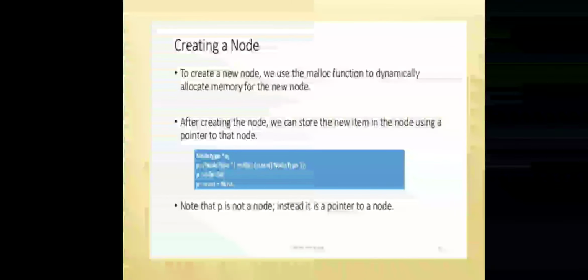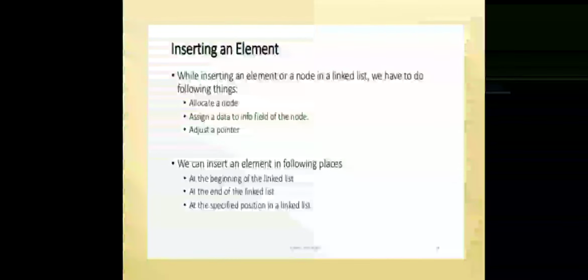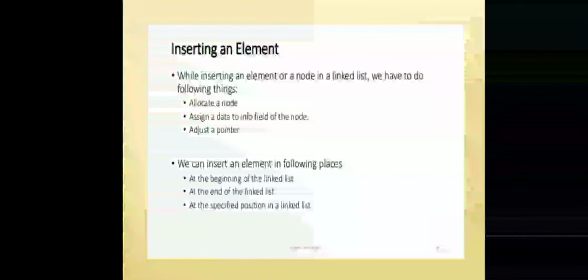Next we'll see how to create a node. If you want to create a node in a linked list, first we have to allocate memory space for the node. We can allocate that node by using a function called malloc, as shown here with an example.